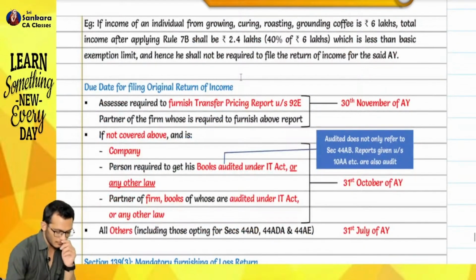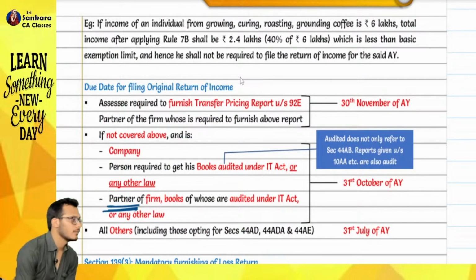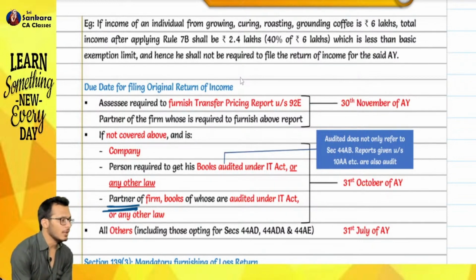MCQ question for you, so be careful. In case the question comes and says, you are a sleeping partner of a firm which is liable for audit, your due date becomes 31st October. Clear? Yes, Rahul, I did not file my return on time. What to do?